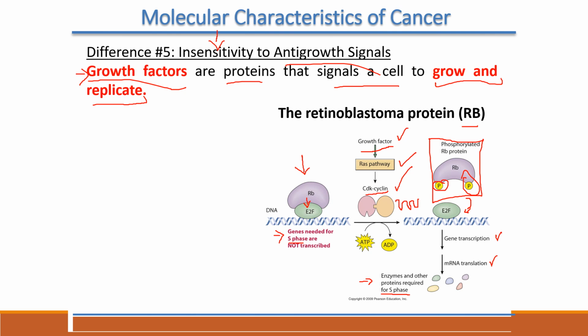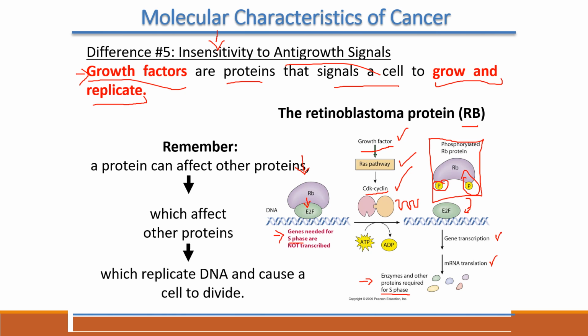Okay, so what I wanted you to remember from all those things is that you can have proteins that affect other proteins. You have one growth factor that affects the RAS pathway, that affects other proteins, that is the CDK, that will tell the cells to divide or not divide. So they are important regulators. There are signals that tell the cells to regulate or not.